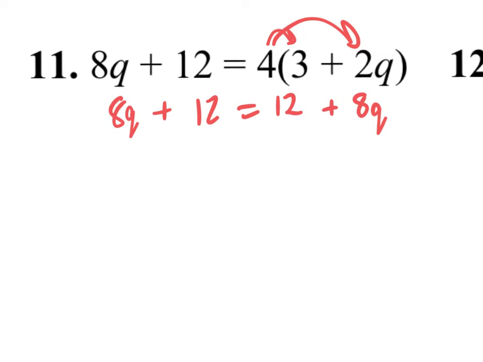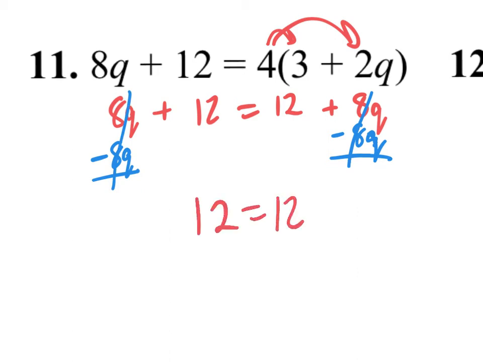So let's get rid of this 8q by doing the opposite, minus 8q. That'll cancel out. What I do to one side, I do to the other side, minus 8q. And right here, this also cancels out. Super weird, right? What is left? We have 12 equals 12. So what does that mean, that 12 equals 12? That means that it's true. 12 does equal 12. It's always true.